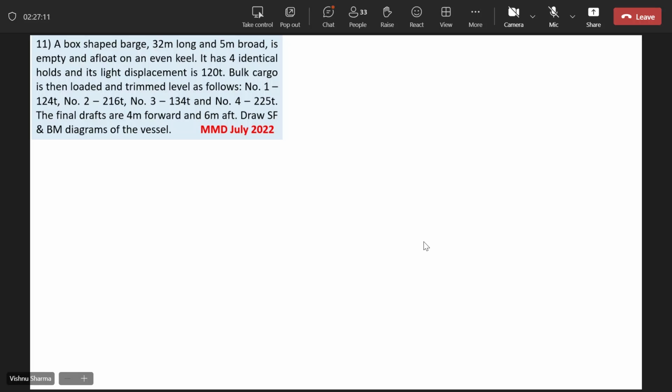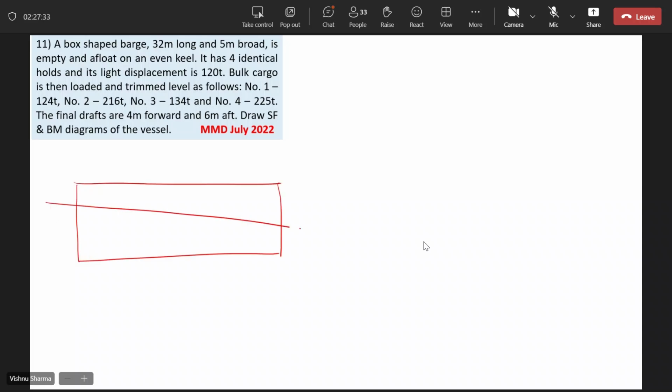Guys, now we go to the last question, which is when the vessel is trimmed. It's box shaped, but it is trimmed. Now, when it is box shaped and trimmed, what will happen? The buoyancy will not be uniformly distributed. Why? See here. If the vessel is like this, the underwater volume here will be lesser, and the underwater volume here will be more. Yes or no? Correct?